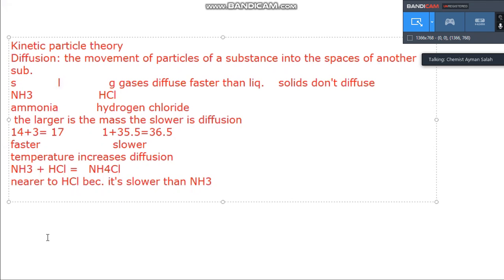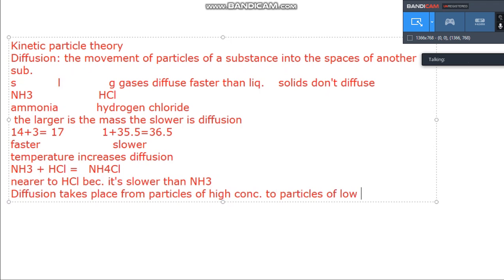Diffusion takes place from high concentration to low concentration. So diffusion takes place from particles of high concentration to particles of low concentration.